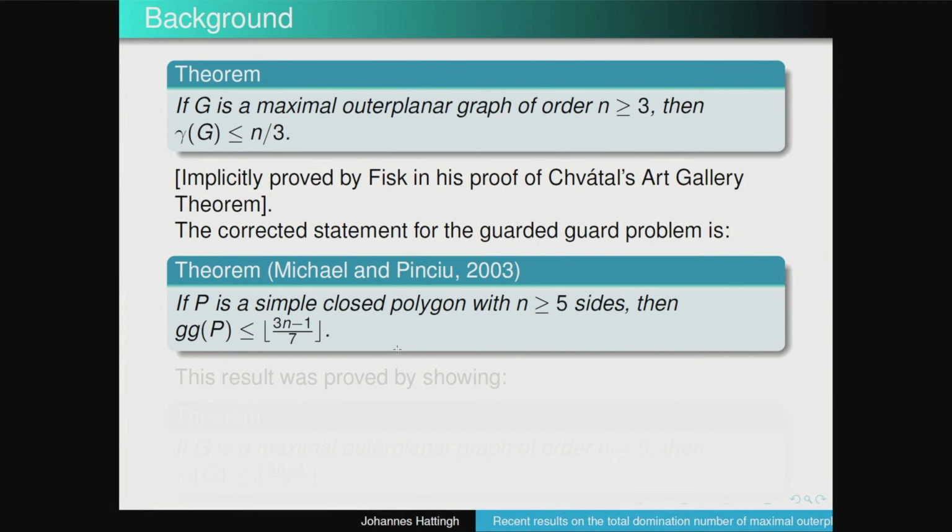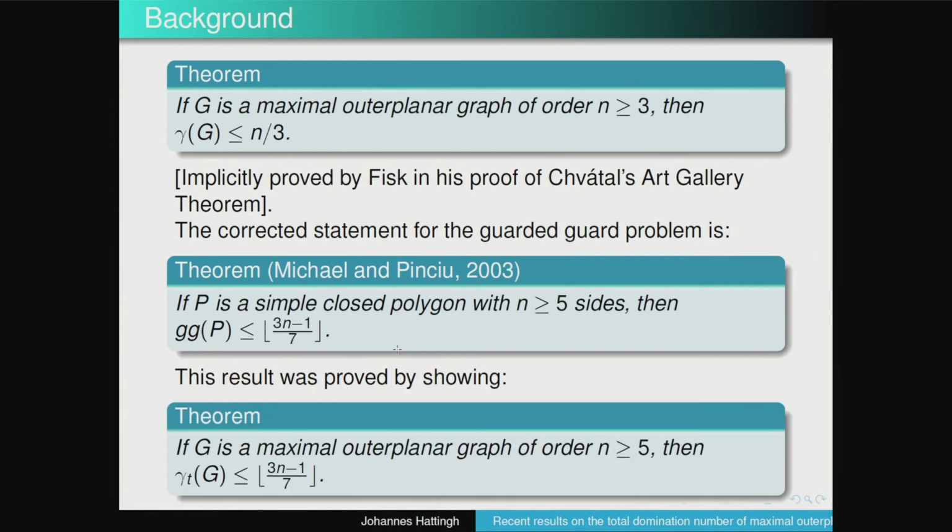And so I showed you that for the guarding of the guards problem in a simple closed polygon, that upper bound was incorrect. So they actually corrected that in a paper in 2003, appearing in the Journal of Computational Geometry. And I can just quickly say how they proved that.